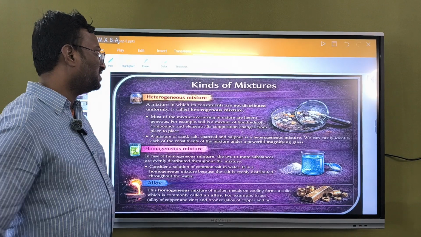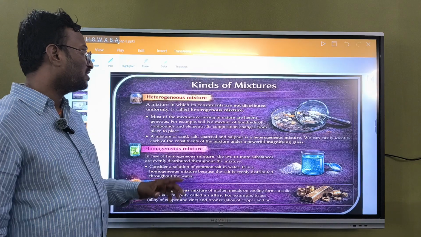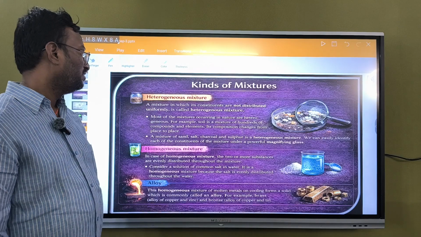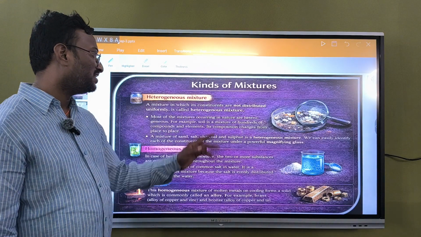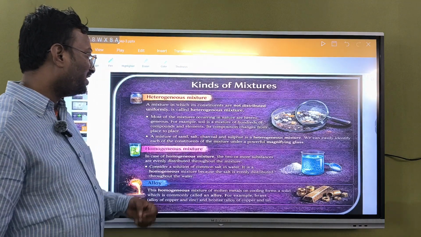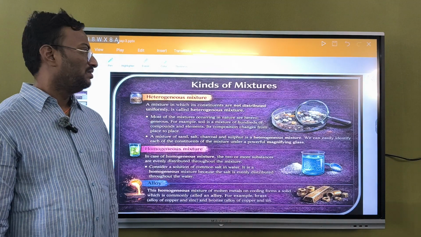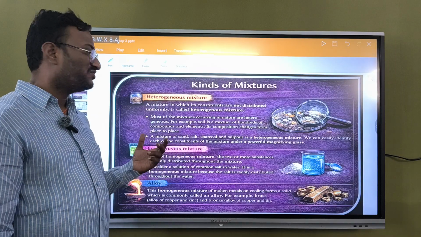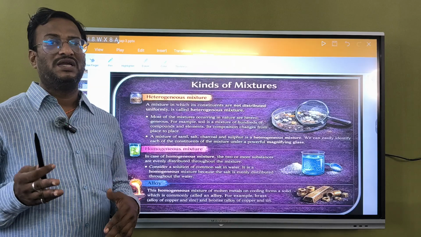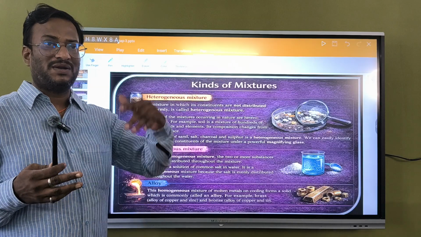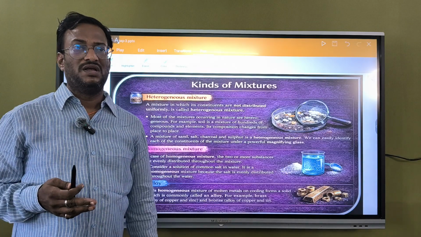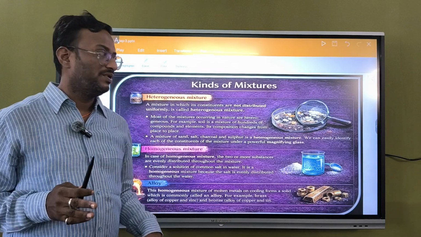A mixture in which its constituents are not distributed uniformly is called a heterogeneous mixture. Most of the mixtures occurring in nature are heterogeneous. For example, soil is a mixture of hundreds of compounds and elements. Its composition changes from place to place, because in one place we will have red soil, in other place black soil, in other place alluvial soil. We have different kinds of soils. All the soils are not the same, right?